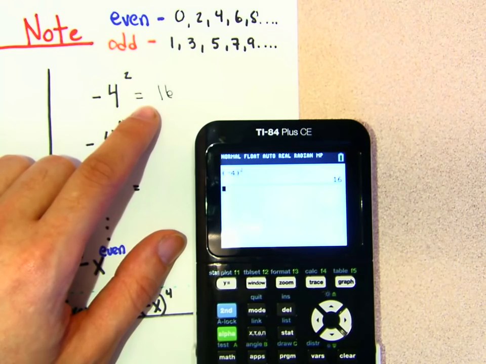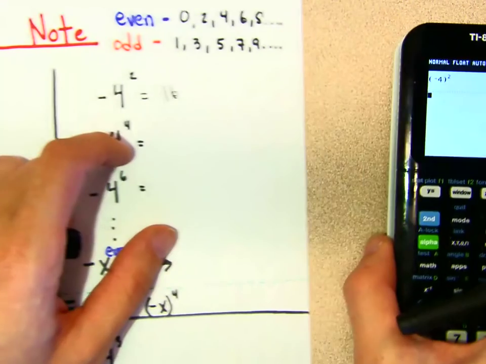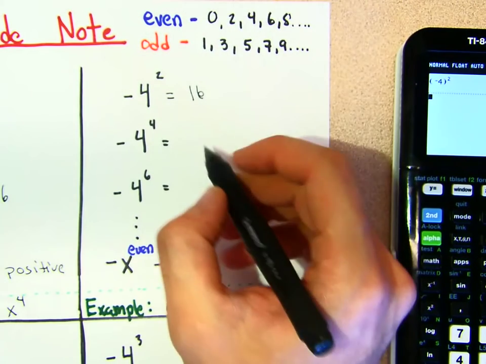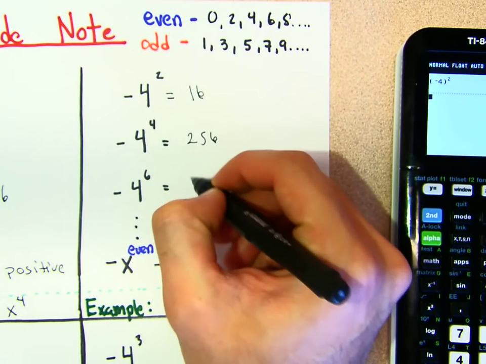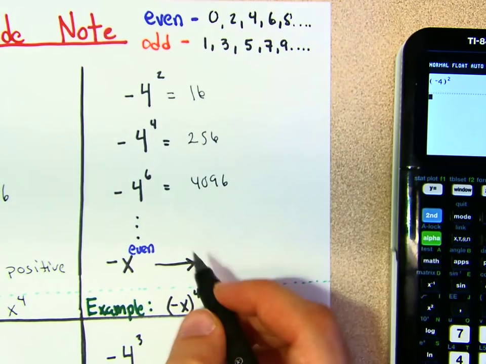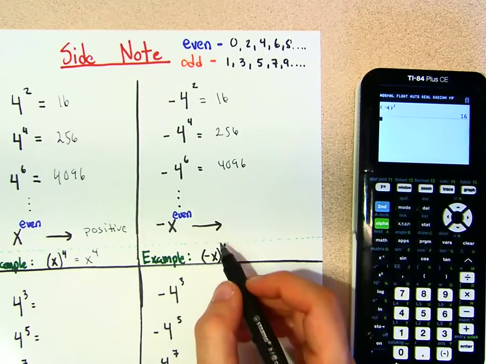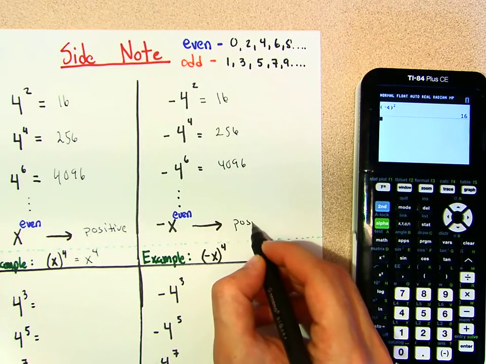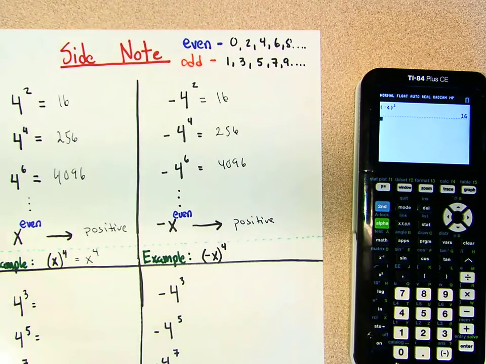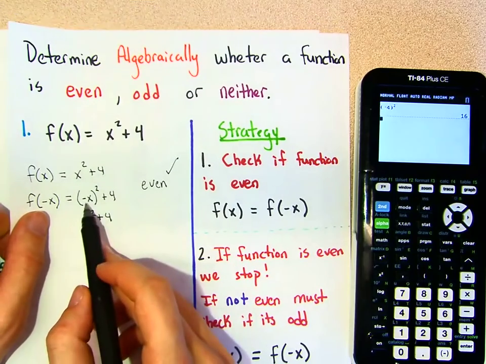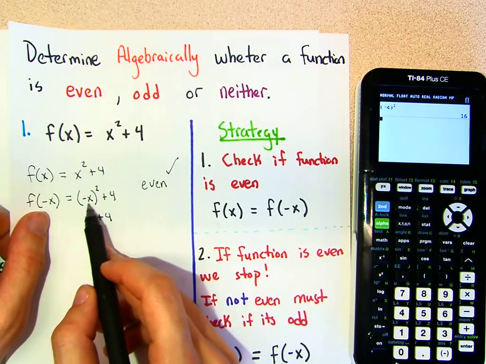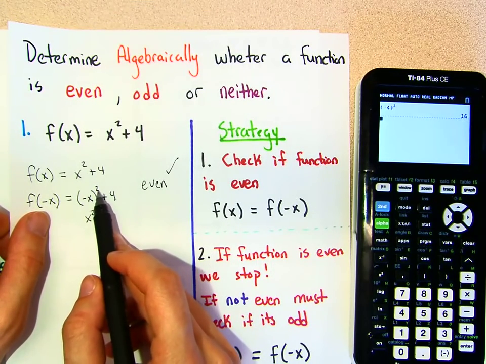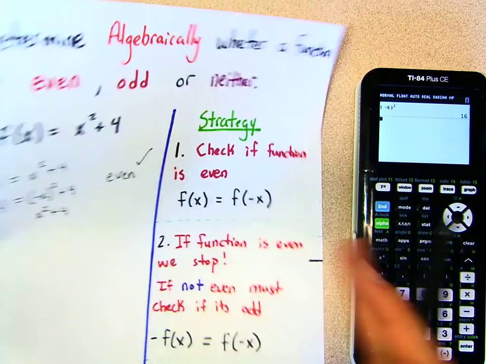And that's equal to 16. Okay? What will this be? This will be 256. And this will be 4,096. So here, if I have a negative value to an even power, it becomes positive. And that's what happens here. Like if I have negative x squared, this is some negative to an even power, it has to be positive.